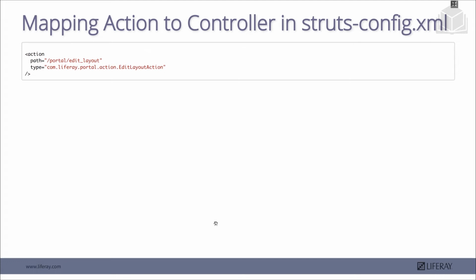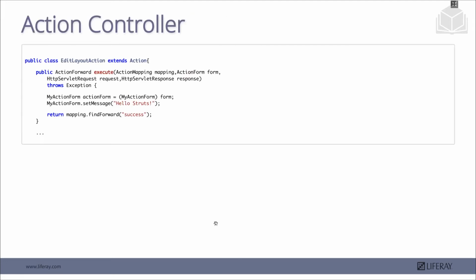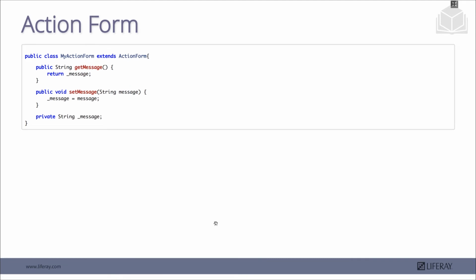So once the specific action path is triggered, it's then going to call the edit layout action class. The edit layout action class does something, whatever that something may be. And after that, this is where we'll have some additional configuration. So some things are happening between these two Java classes.